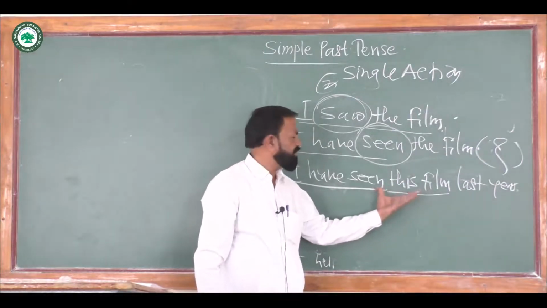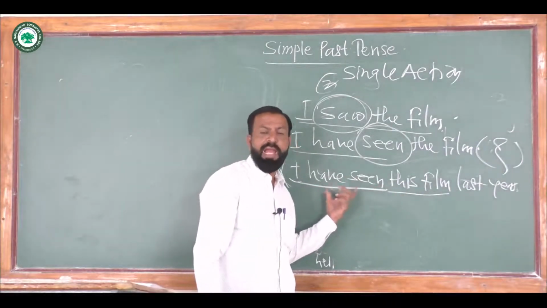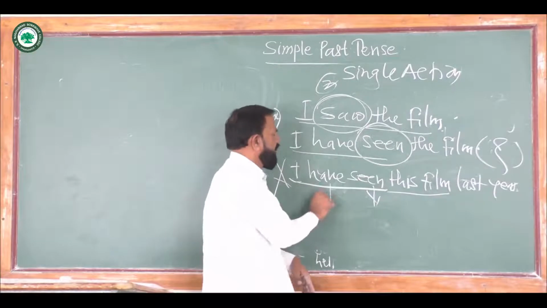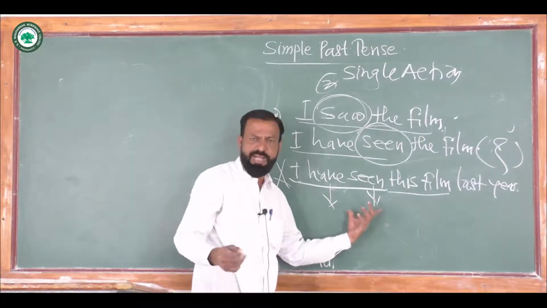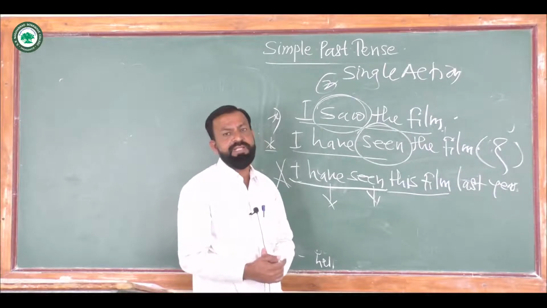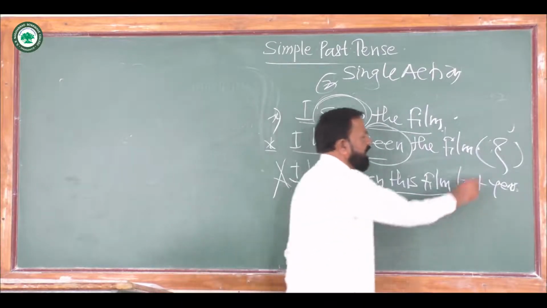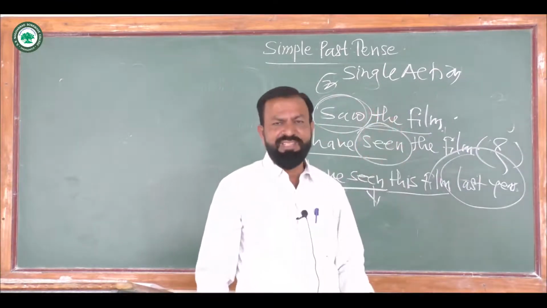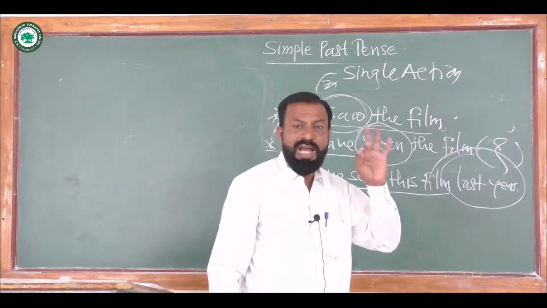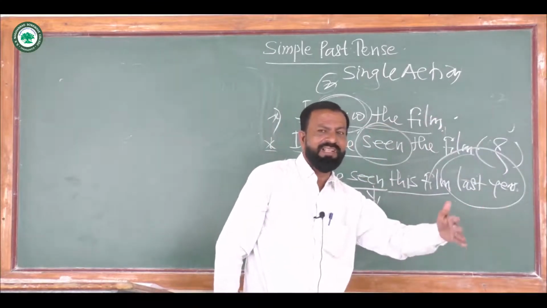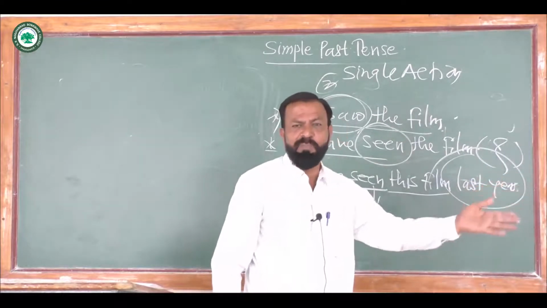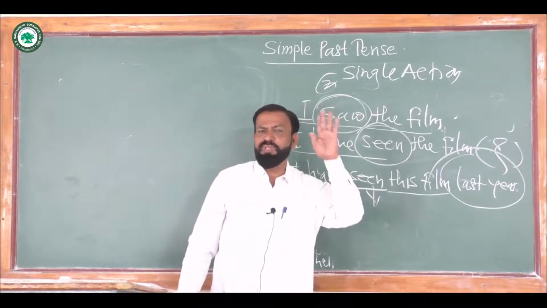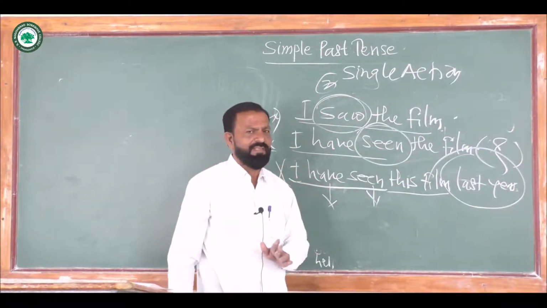What? That is the object. I have seen. So "have seen": seen is the past participle of see, and this construction "have seen" or "has seen" indicates a present perfect tense. But here the time adverb is "last year". This is very important. Last year means the action already took place in the past, and on such occasions we cannot use present perfect tense.